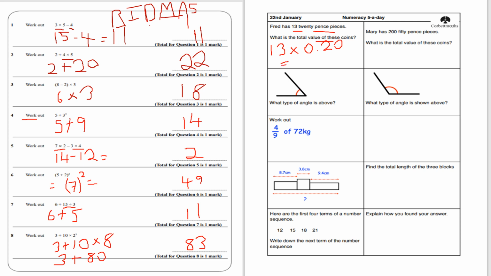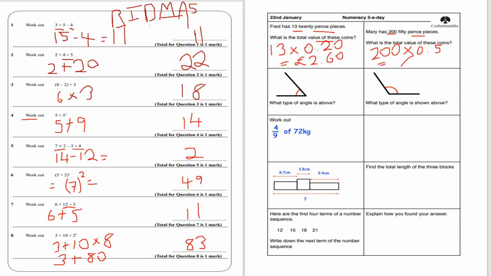So 13 times 2 is 26. Hopping the decimal point back in, I get £2.60, okay, for that. Mary has 250 pence coins. What's the total value? I'm going to do 200 multiplied by 0.5. So 200 times 0.5, guys, is equal to 100, okay?